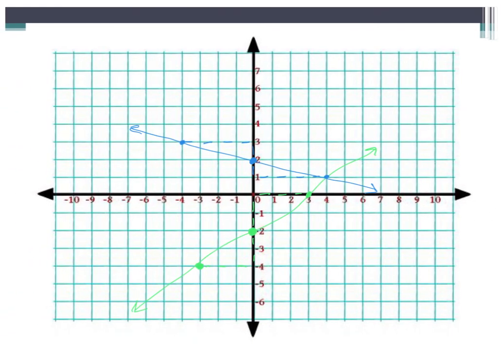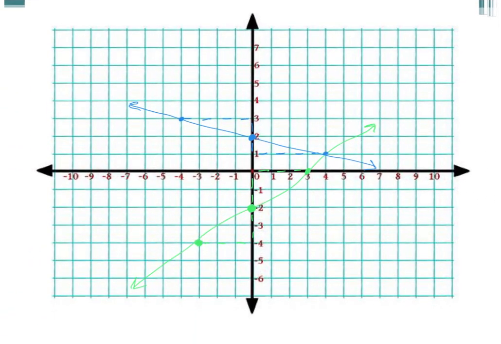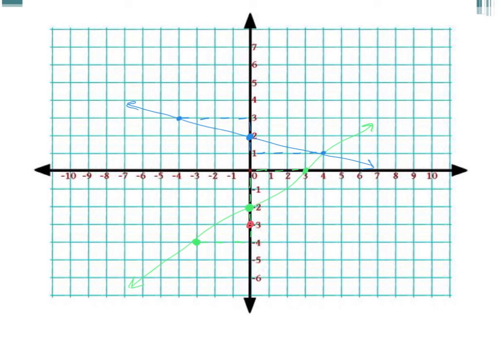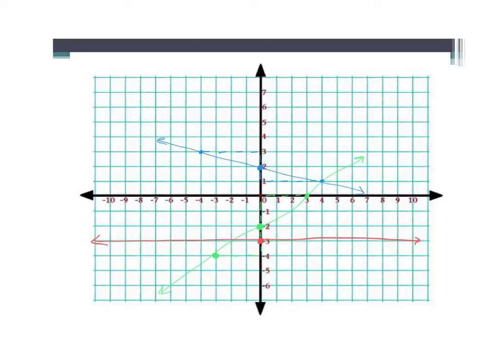Okay. And then let's go to -3. And remember, our slope is 0, so we're just going to draw a horizontal line. Perfect. That's what your graph should look like.